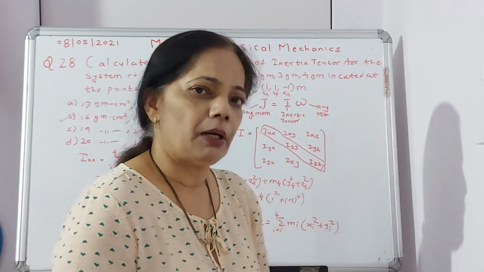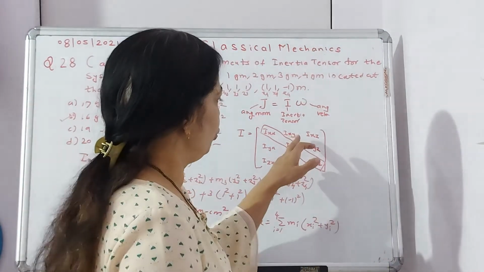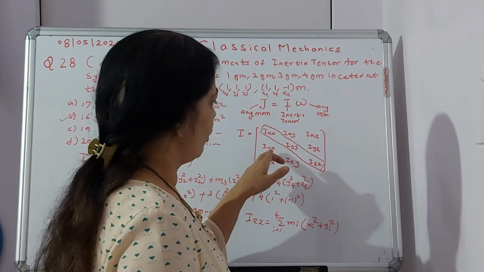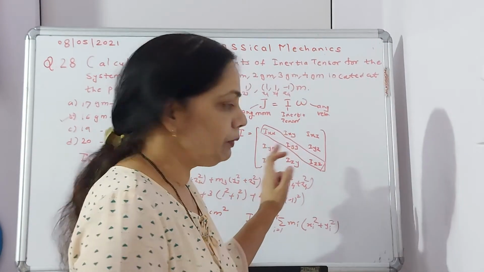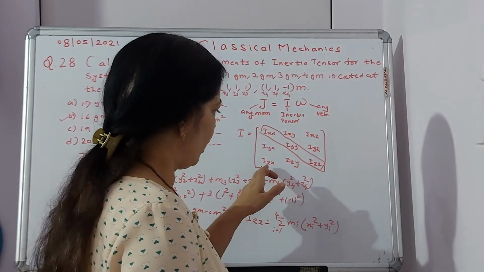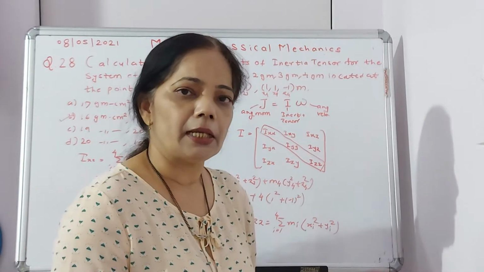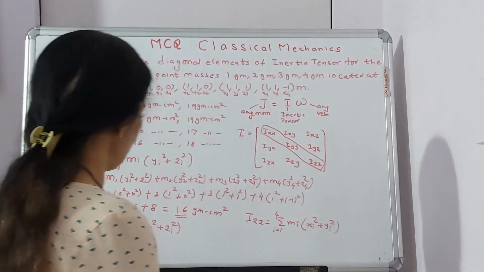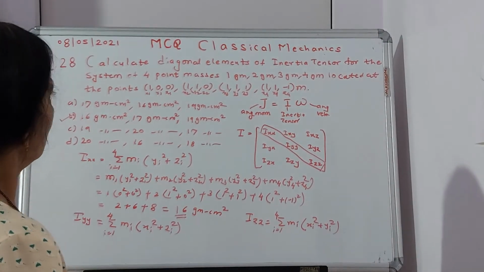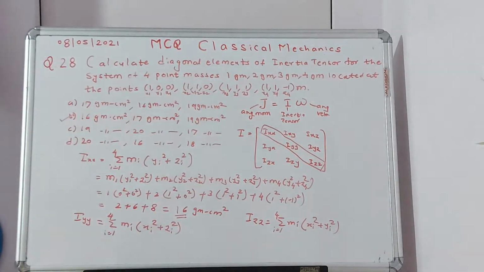While teaching this part, your teachers must have told you what the formula is for Ixy or Iyx, and how they are same, or even Iyz, Izy, or Izx and Ixz, how they are same. So the same formula can be used for that also. Right? We'll move towards question number 29 and 30. Next question.